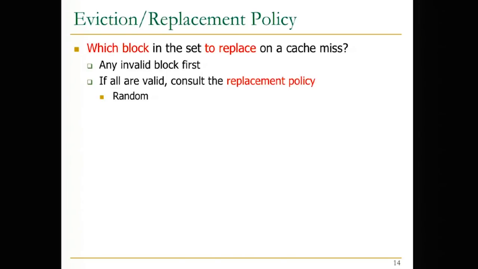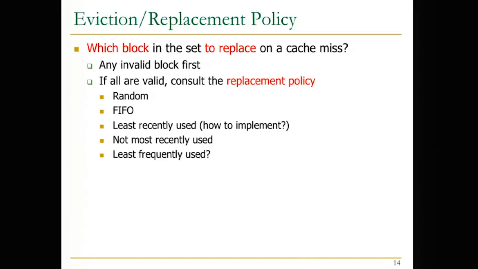And many, many replacement policies have been proposed. You can randomly pick, for example. If you have a four-way associative cache, you can generate a random number, and with 1/4 probability, you can pick either of the four ways. This could work well sometimes.